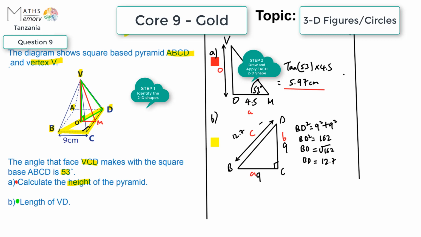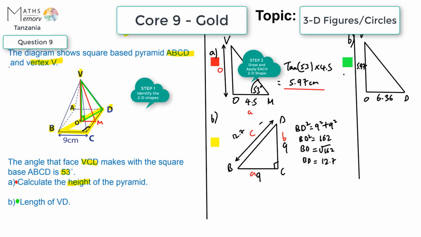So still with part B, to find the length of this, let's draw our triangle now. It'll be more clear. VOD. So this is VO, this is OD, and this is the last bit over here, which is VD. Now OD will be half of this 12.7. So half of that, if we do this on the calculator, is 6.36. This is already 5.97. How do we find VD? It's very, very simple. We do the same thing again. So the same thing would be Pythagoras.